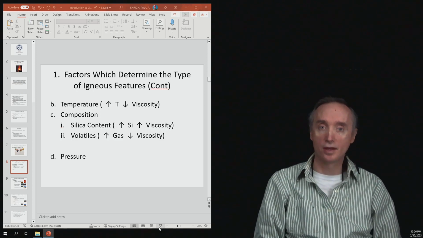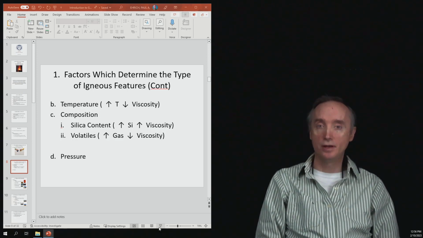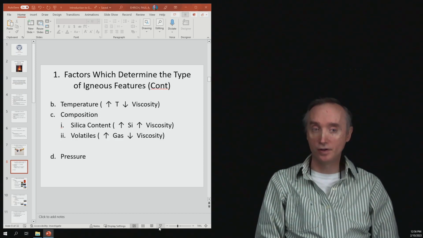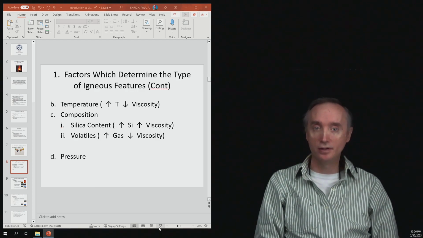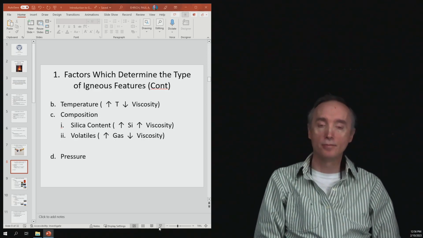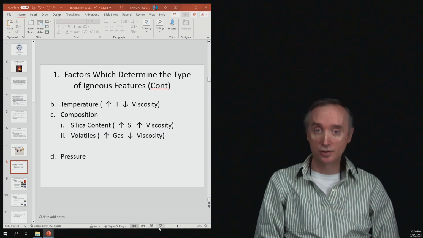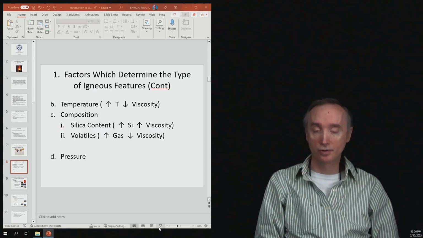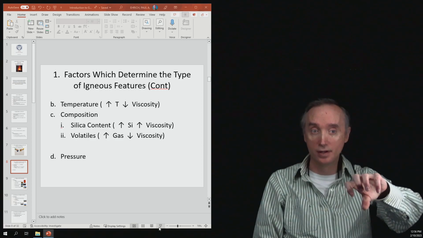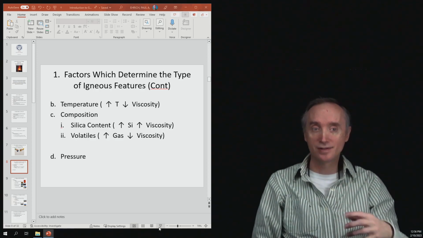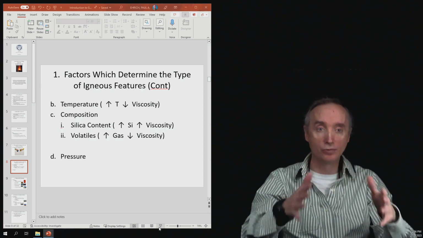Okay, what's another thing that is going to be affecting the type of igneous feature that you end up with? It's going to be temperature. You'll notice that if the temperature goes up, then the viscosity goes down. Again, you can think about maple syrup. If you have cold maple syrup and you pour it on your pancakes, it tends to be sticky and it tends to mound up.